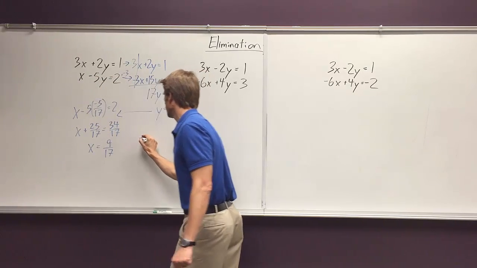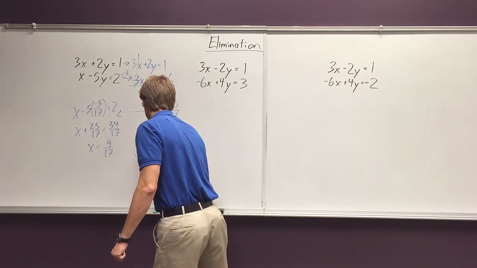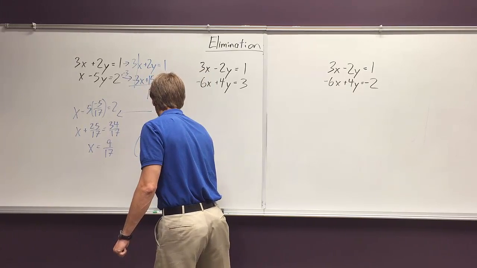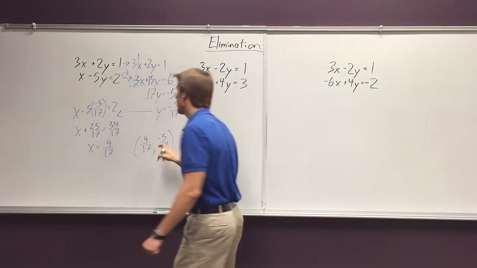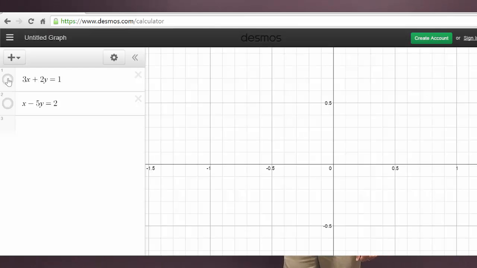So the solution here is 9/17, -5/17. And you can actually see that with the graph of these two functions.